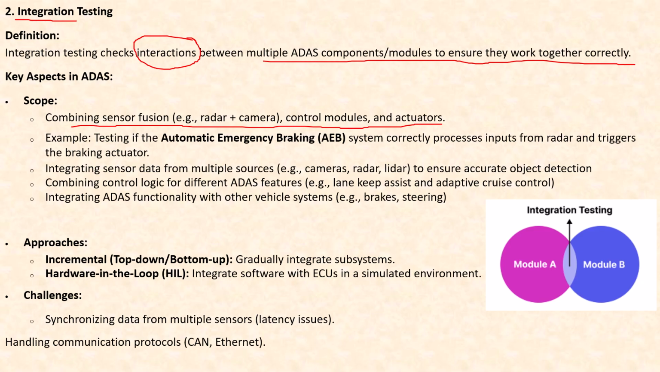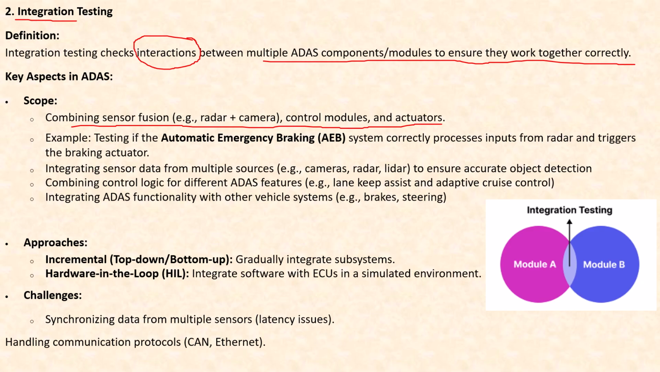Next is integrating sensor data from multiple sources to ensure accurate object detection, and combining control logic for different ADAS features, such as lane keeping assist and adaptive cruise control. Sometimes more than two ADAS functionalities can be merged or integrated to get a single output.